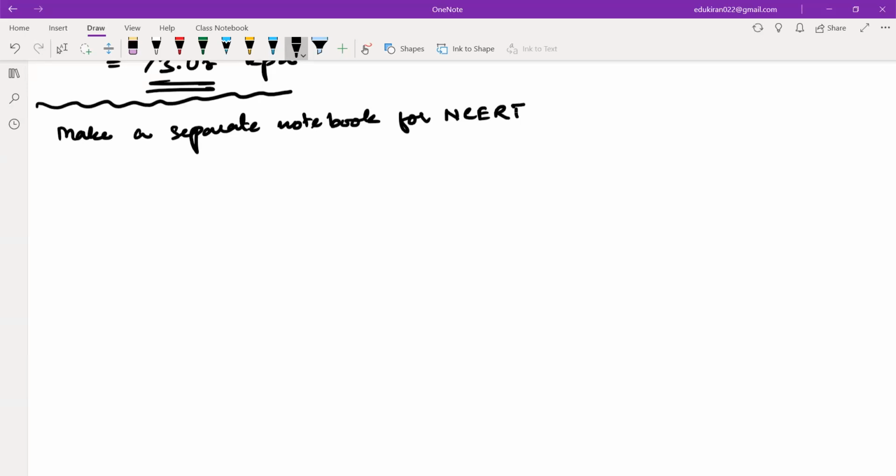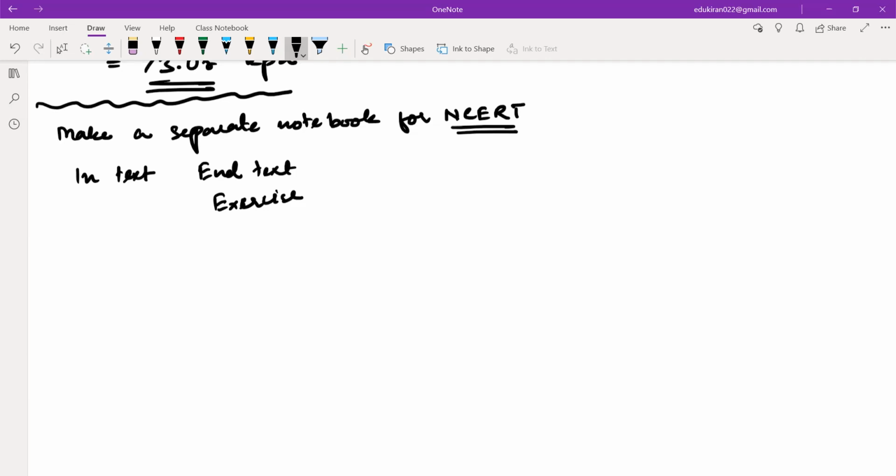Okay, in NCERT there are two types of questions: in-text questions, and end-text questions, which are called the exercises questions. You have these types of questions, but from NCERT only. So you will make a separate notebook for chemistry in which you will be writing and solving all the questions of NCERT only, nothing else.